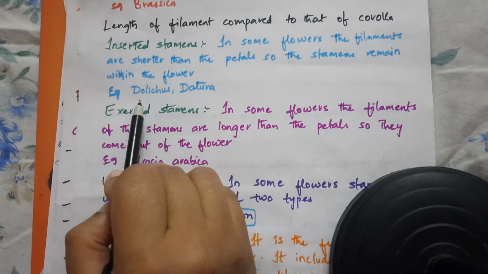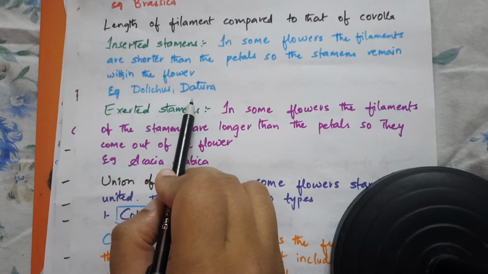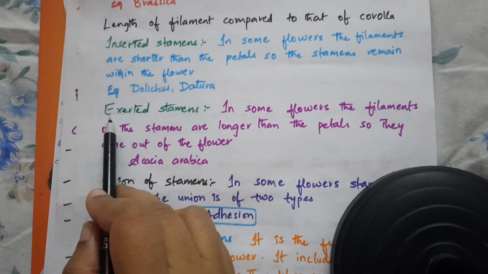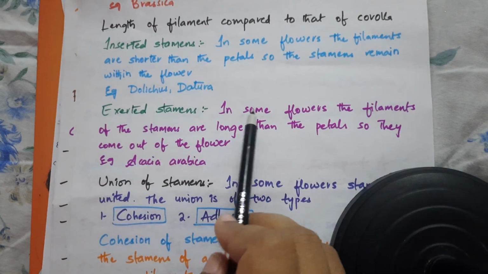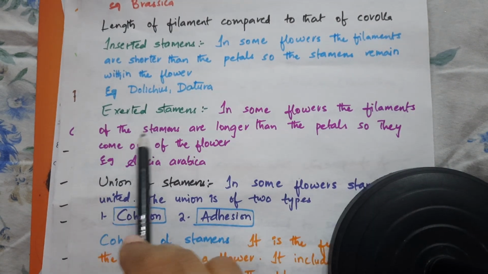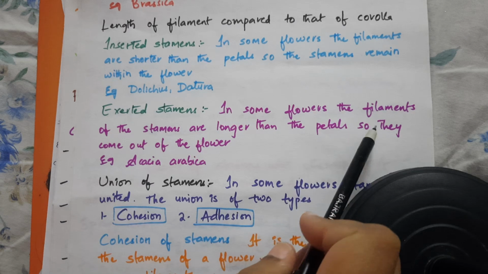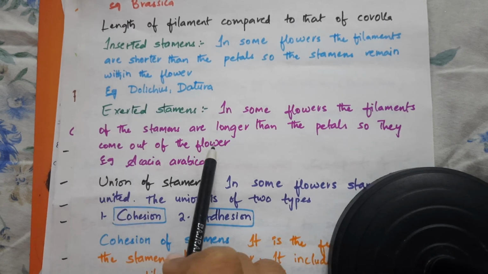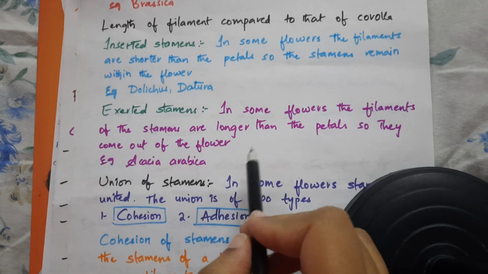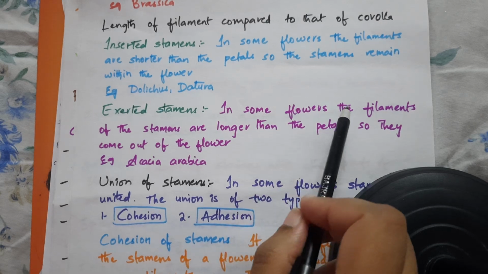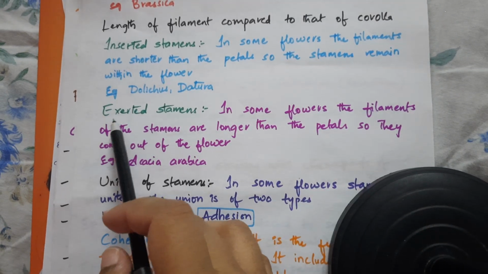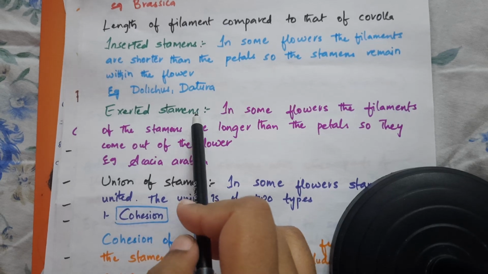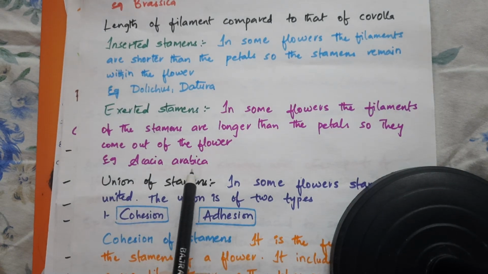Example for this is the dolichos and the datura. The next is the exerted stamens. In some flowers, the filaments of stamens are longer than the petals. So they come out of the flower. Okay. So here from the flower petals, they will come outside. So this type is known as the exerted stamens. Example for this is the Acacia arabica.